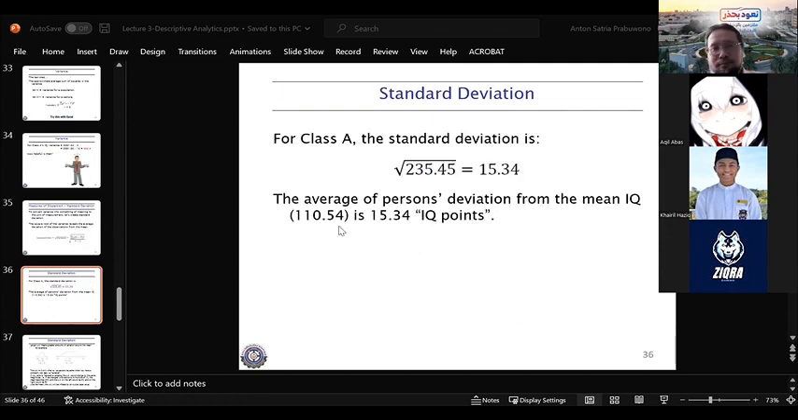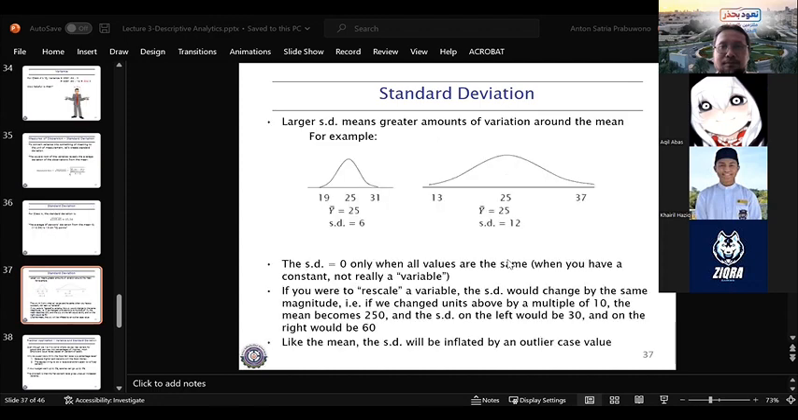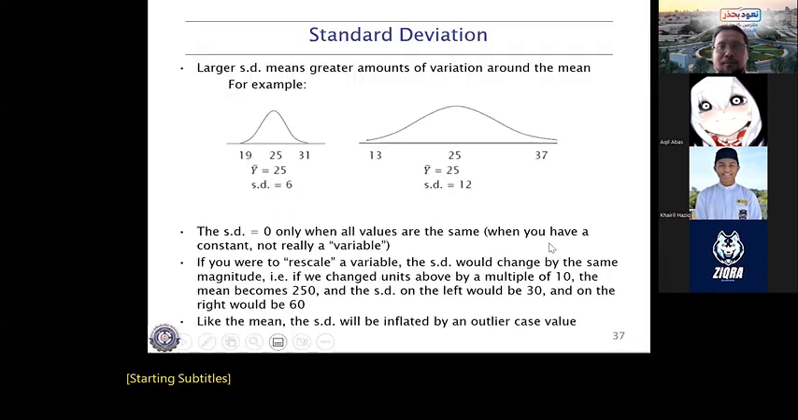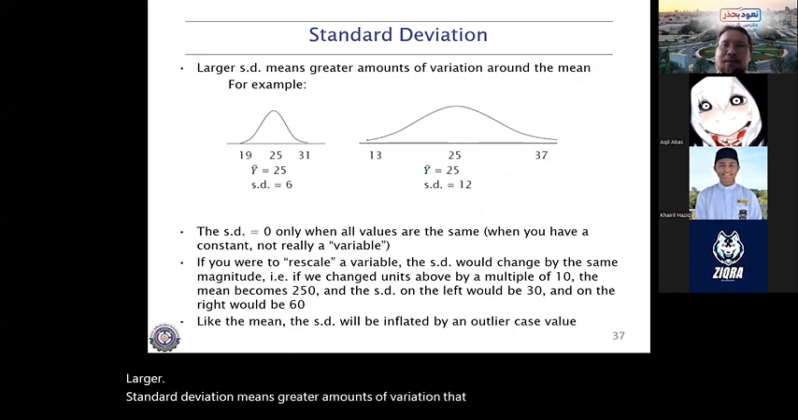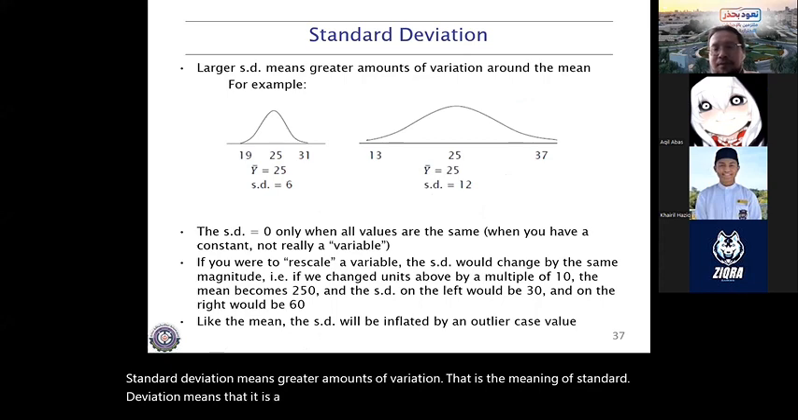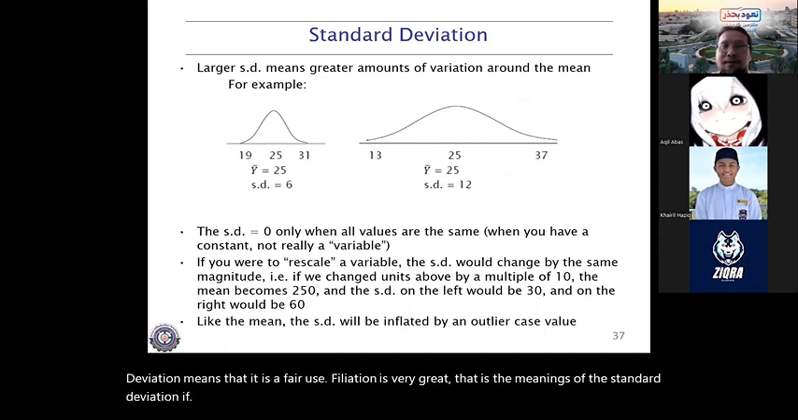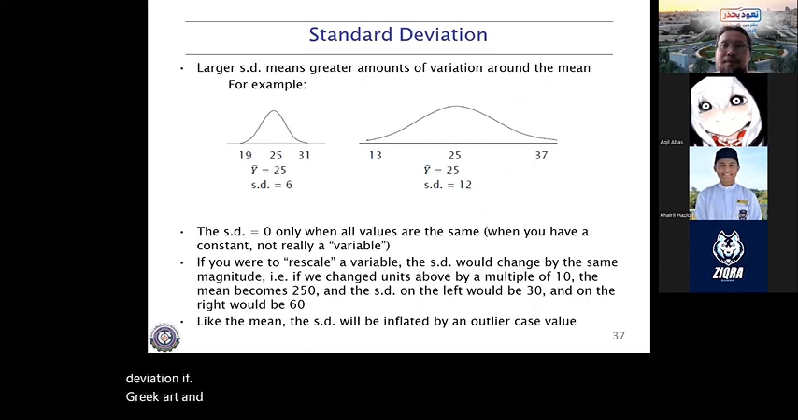So we continue this one first. Standard deviation: a larger standard deviation means greater amounts of variation. That is the meaning of standard deviation. It means the variation is very great. If it is greater, then the amount of variation will also be great around the mean.